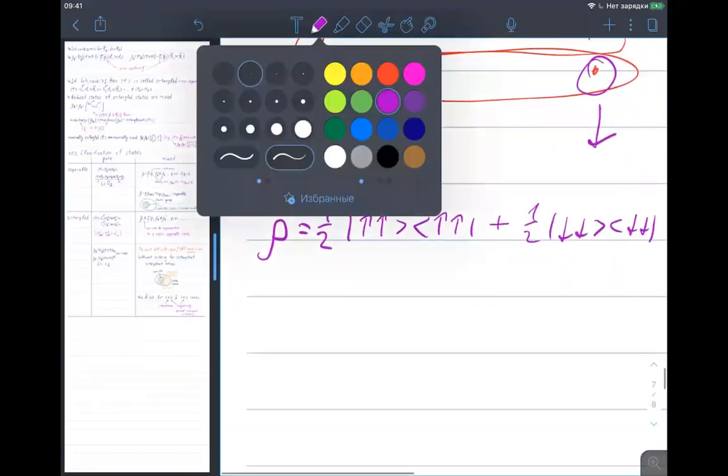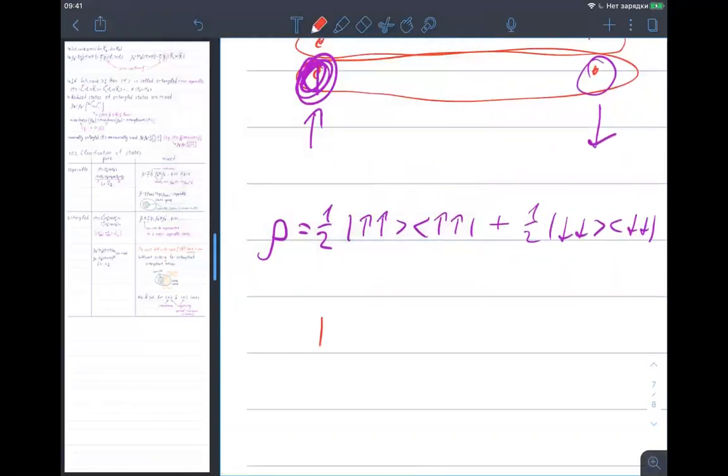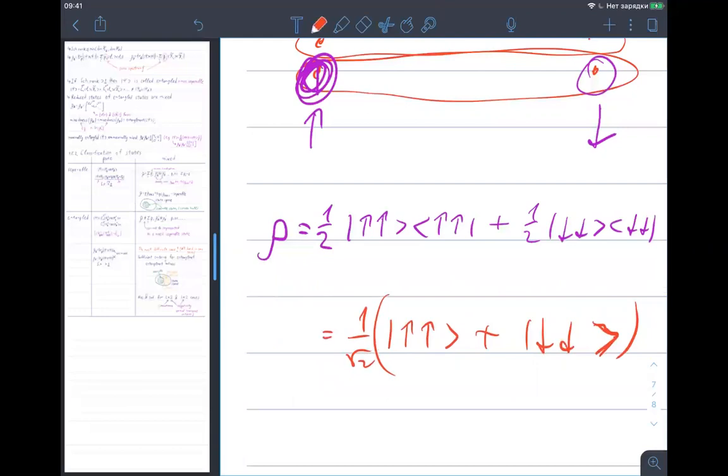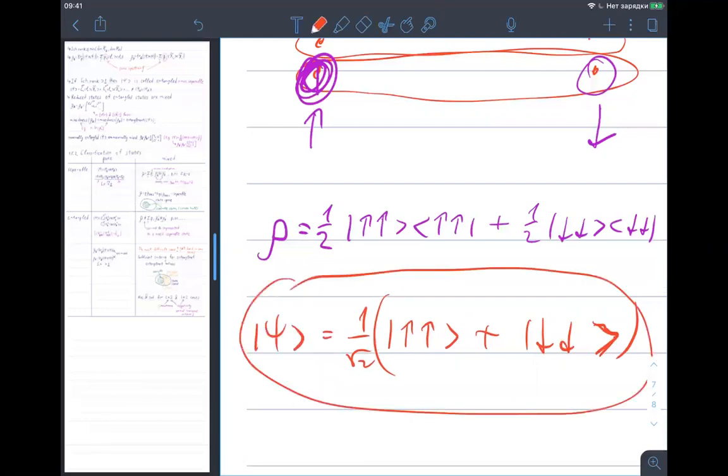So it's very, very different from the state of, say, plus 1 over square root of 2 plus minus. So it's very, very different. And who can explain why it's different? Why is this state psi different from a mixed state, this one? Just calculate it, and it will not be the same.